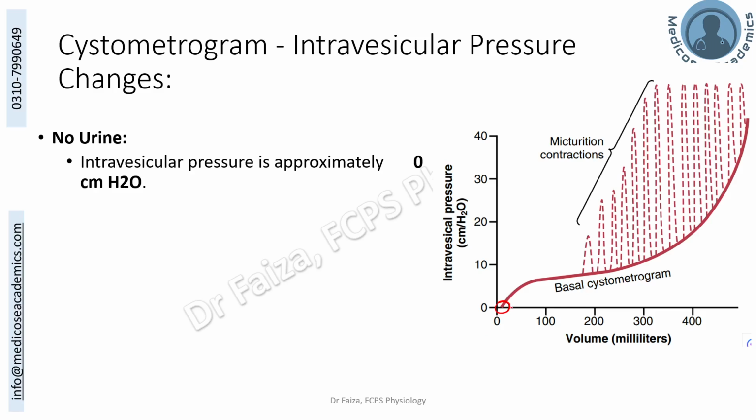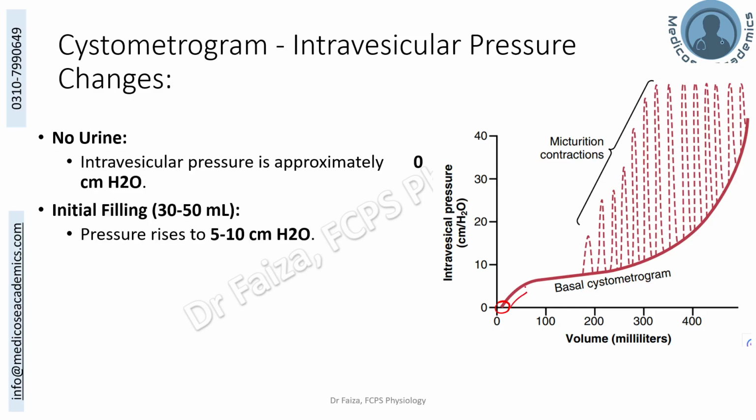For the initial few ml, up to 20 to 30 ml or 50 ml of urine filling in the bladder, the pressure increased up to 5 to 10 centimeters of water, as you can appreciate in this portion of the cystometrogram. So initially no urine, no pressure, 0 volume, 0 pressure. For the initial 30 to 50 ml of filling, the pressure increased from 5 to 10 centimeters of water.